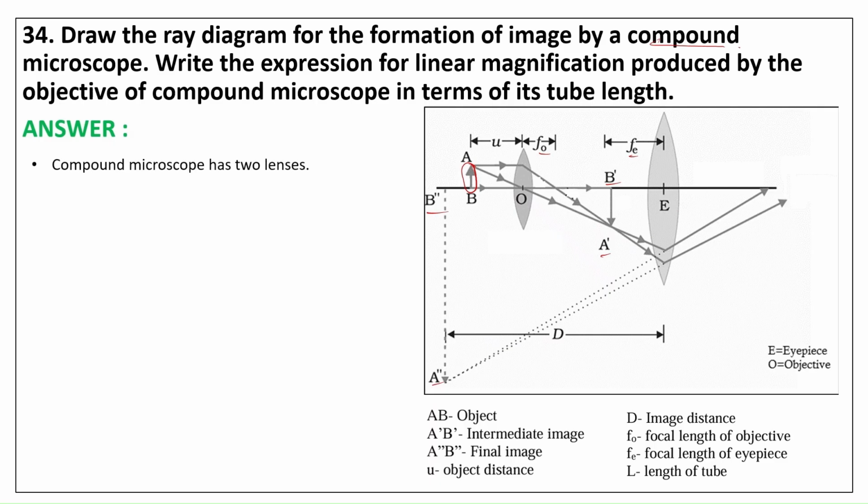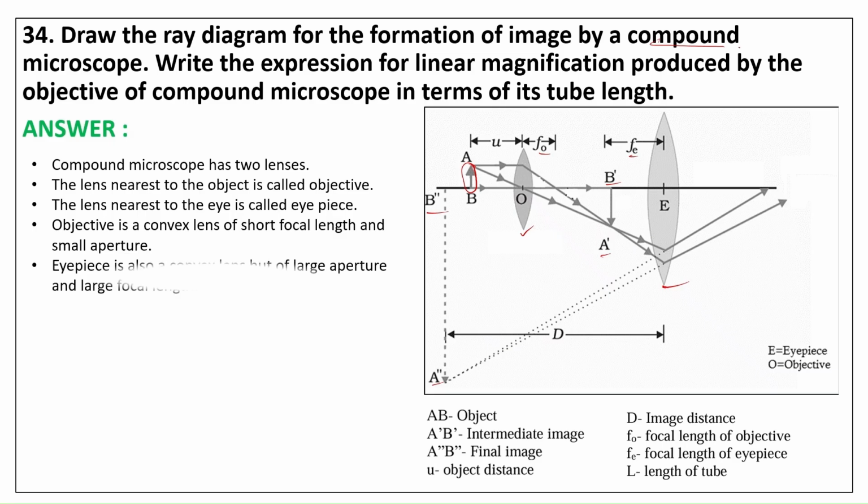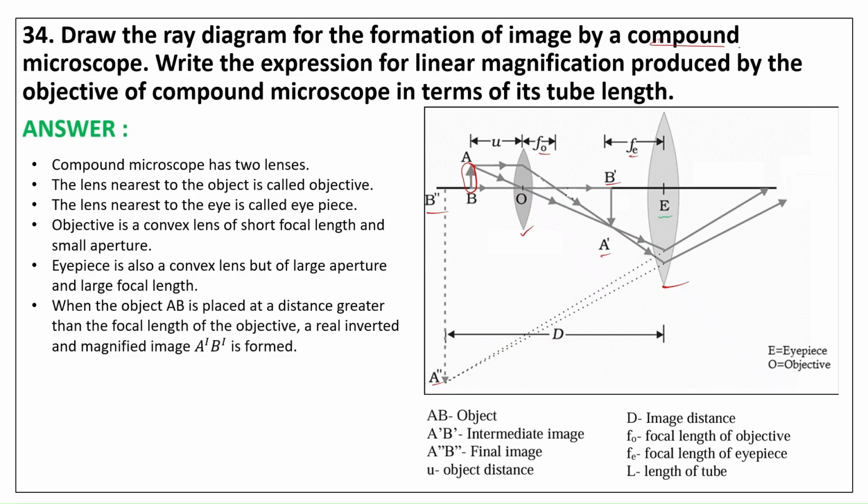Here, the compound microscope has two lenses. The lens nearest to the object is called the objective. The lens nearest to the eye is called the eyepiece. The objective is a convex lens of short focal length and small aperture. The eyepiece is also a convex lens but of large aperture and large focal length.